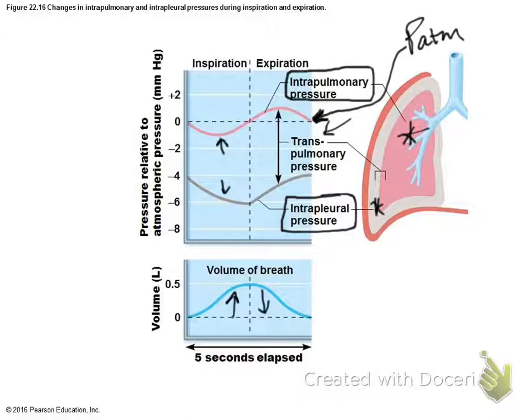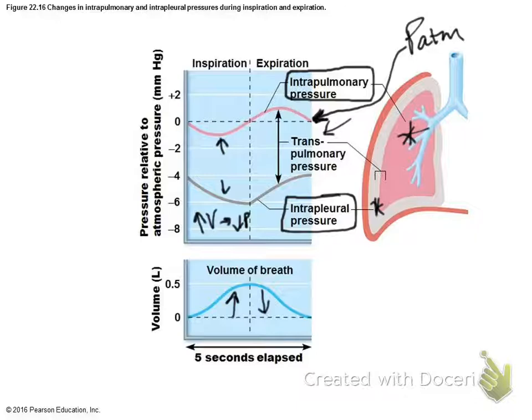Well, for intrapulmonary and intrapleural, right? Because the intrapleural is decreasing because we've changed the size of the thoracic cavity, which changes the size of the pleural cavity. And then we see the lungs are being stretched. They're being pulled open as well, right? Because that intrapulmonary pressure goes down.